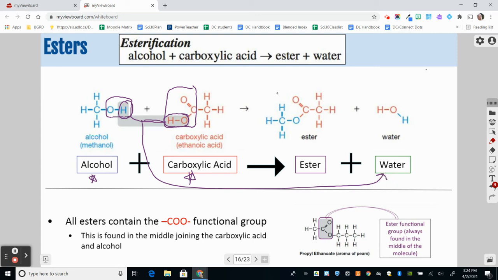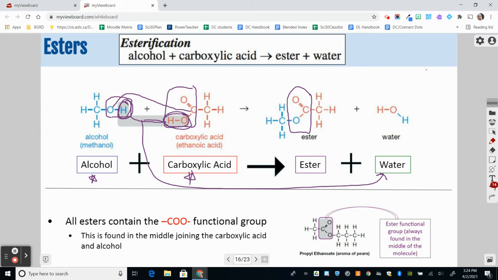Okay, I can say it again. The hydrogen from the alcohol and the OH from the carboxylic acid is how you're getting the water. Then your bond is going to form between this carbon in the carboxylic acid and the oxygen in the alcohol. And that is where the ester bond is coming from.